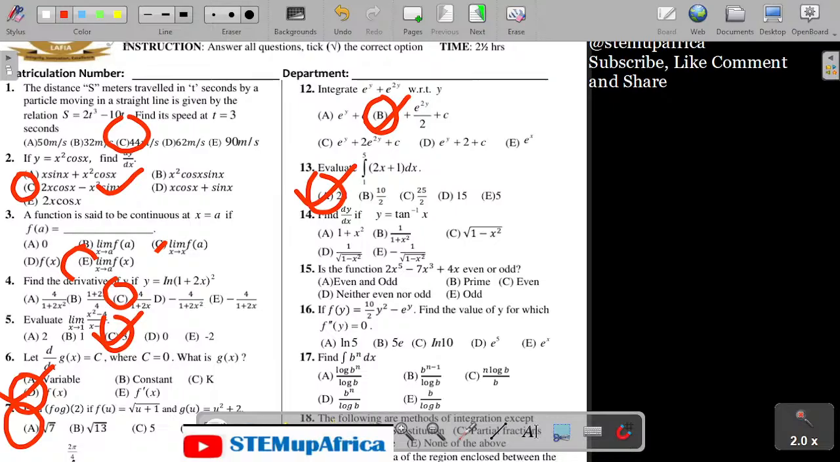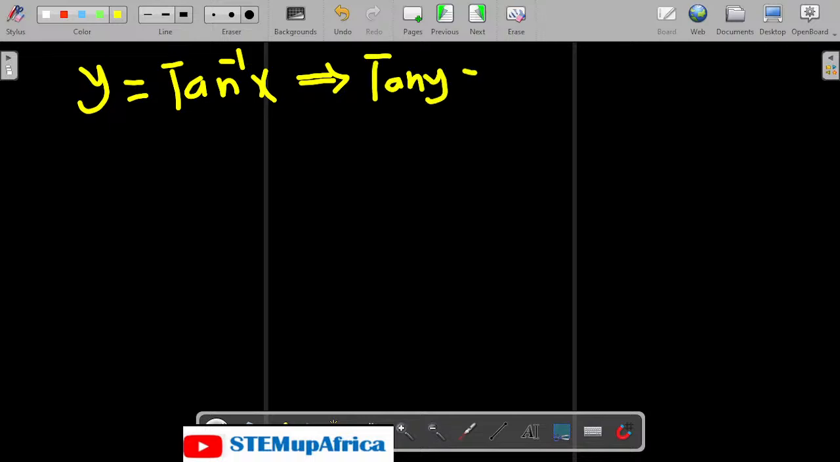14. We are asked to find dy dx if y is the tan inverse of x. We are given y as the tan inverse of x, and we'll find dy dx. So our y is given to us as tan inverse of x. If you are used to trigonometry, I can write this as tan y equals x. Because if I want to find y, I will take the tan inverse of x. So the two are the same.